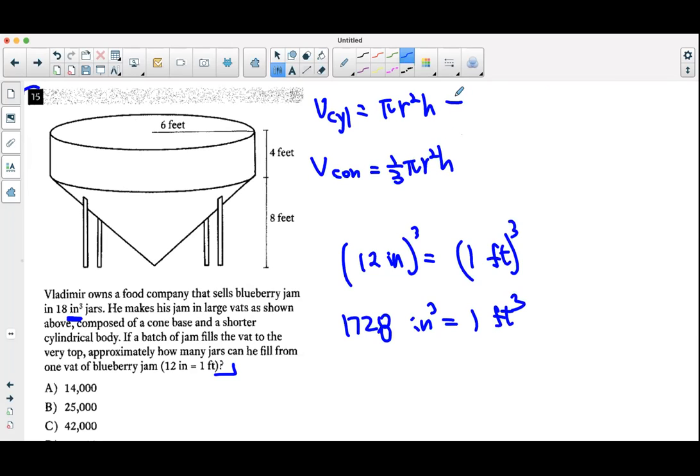So for the first one, the top is pi times 6 squared, r squared, times h, which is 4. Okay, and then the bottom one is 1/3 pi. What's the radius? Same radius here, 6 squared, and h is equal to what? 8. So I'm going to add up these two things with my calculator here.